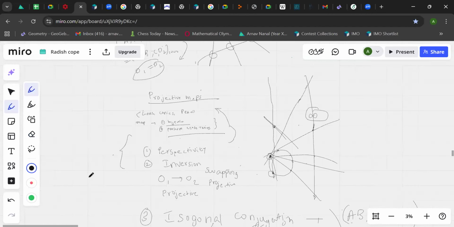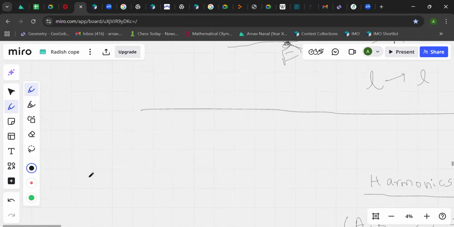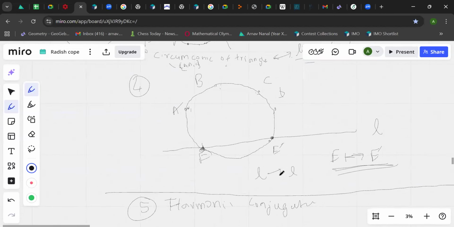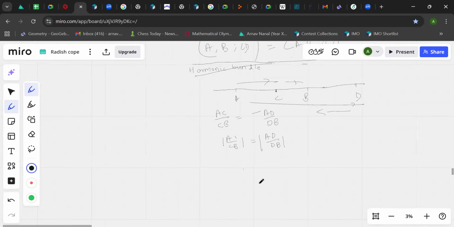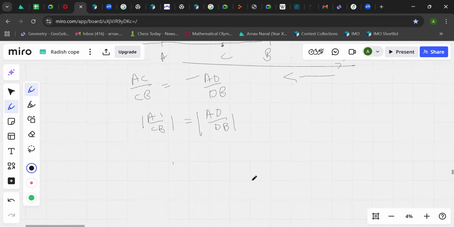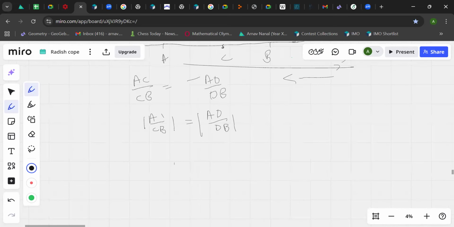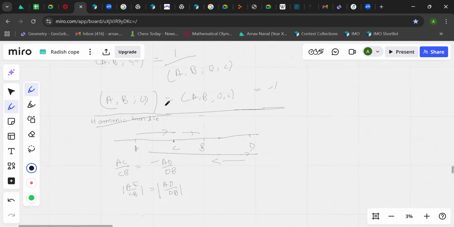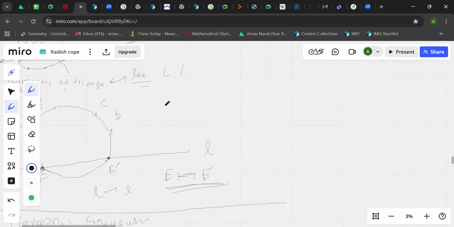So let it go. There is a really bad notes that take harmonic conjugate. Oh wait, I forgot to say one projective map. Okay, so I say it now. Okay, let's complete this first and then I'll say it. It's more, yeah. Let's complete this first. So yeah, this divides internally and this divides externally. Okay, no, I think it's the right time to say it.